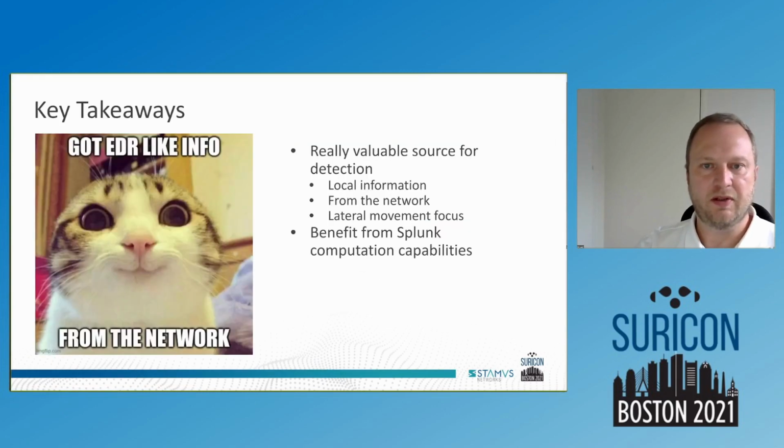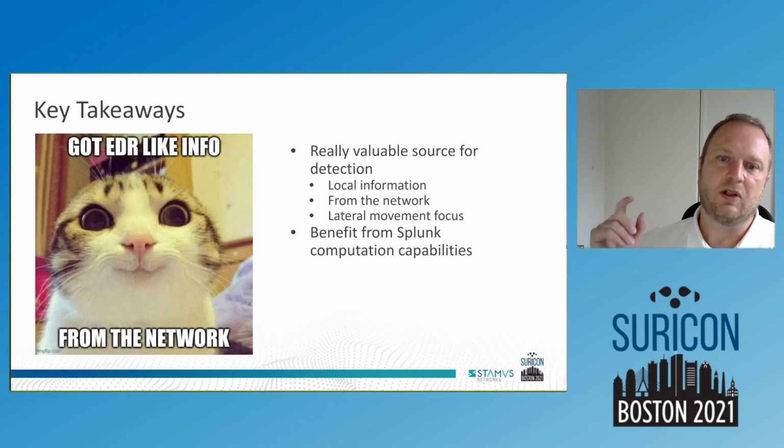Okay, so what are the key takeaways of this file info dashboard on the usage of file info in threat hunting? This is a really valuable source of detection for threat hunting. Why? Because it's local information. It gives you information about the inside of a host, and you get it from the network. With the addition of SMB and FS, we even have potential lateral movement detection by using this system.